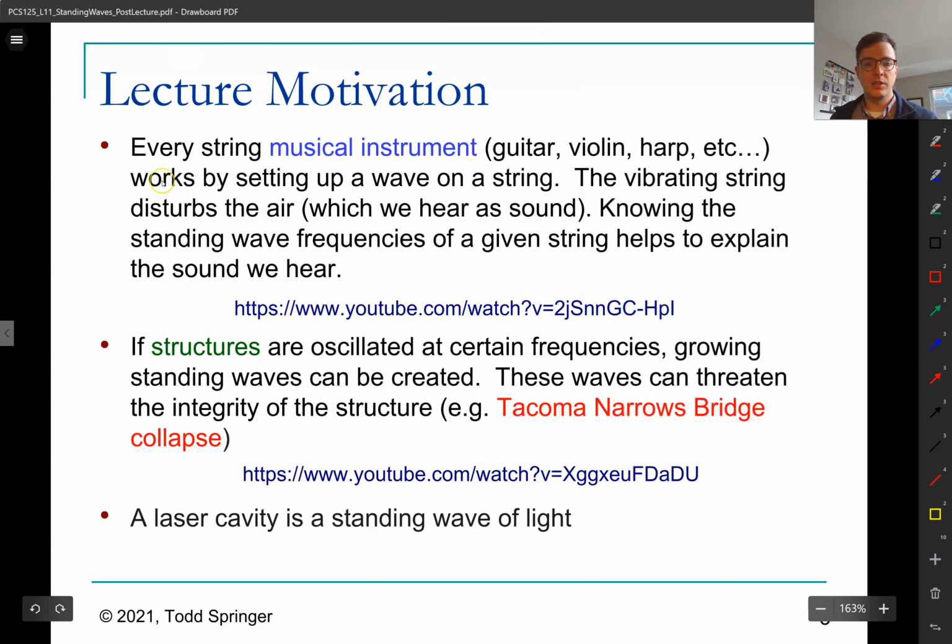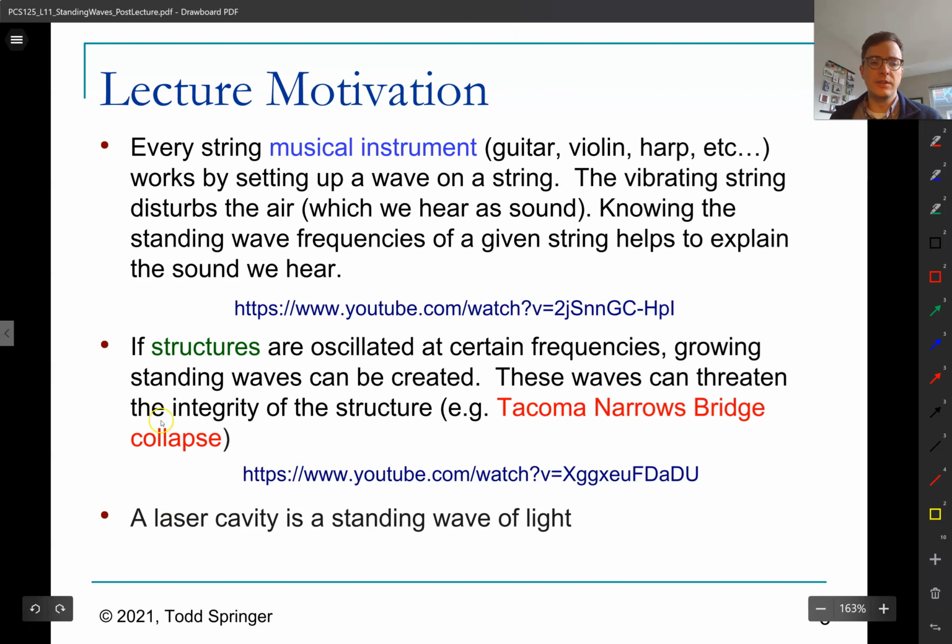A second application is one we've talked about before. If you have a structure like a bridge, for example, and it oscillates at certain frequencies, you can create standing waves by jostling that structure at the right frequency. One example we talked about was the Tacoma Narrows Bridge, where the wind was jostling it, setting up a standing wave, and that eventually led the bridge to collapse. That's something you need to pay attention to as an engineer.